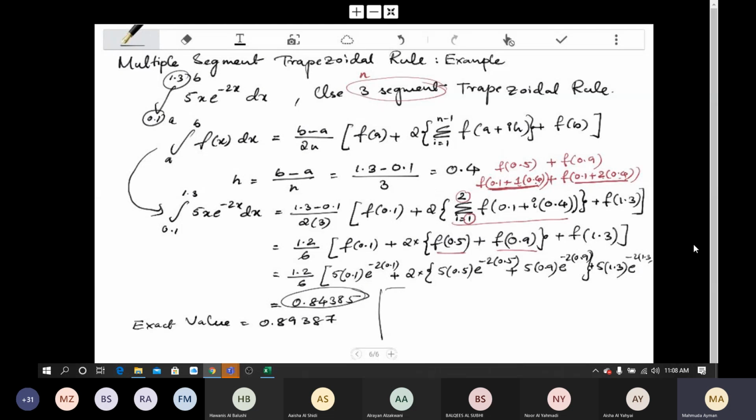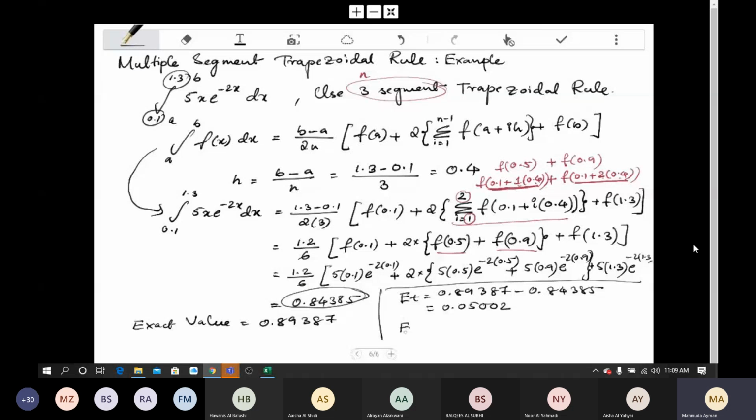I'll just calculate it here. So our true error is 0.89387, that's the original value, minus the derived value, 0.84385, which is equal to 0.05002.